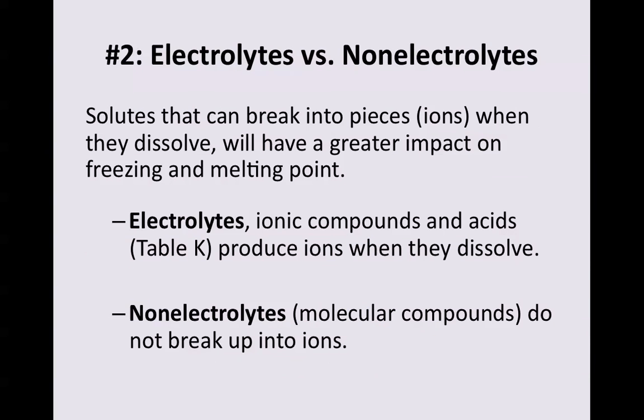The other factor is electrolytes versus non-electrolytes. What we find is that solutes that can break up into smaller pieces, ions, when they dissolve will have a greater impact on the freezing and boiling point. So electrolytes are going to be any ionic compound, so metals and nonmetals, or acids, which, while they're molecular, we're going to find them on Table K because acids can ionize and produce ions in solution. So electrolytes are just going to include those two groups, and electrolytes produce ions when they dissolve. Non-electrolytes, which is going to be any other molecular compound besides acids, do not break up into ions. The molecules themselves stay together.